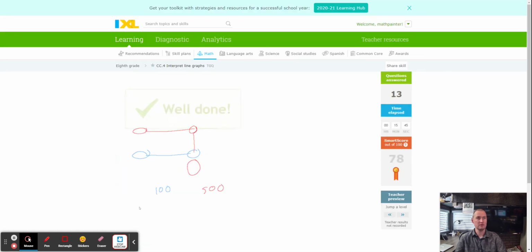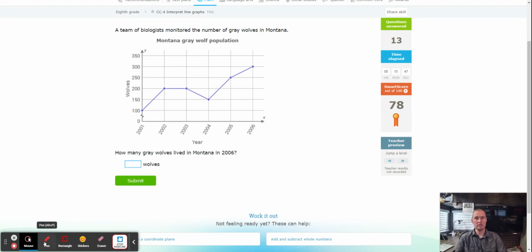All right, last question. We got a team of biologists monitor the number of gray wolves in Montana. Cool, gray wolves. How many gray wolves lived in Montana in 2006? Very straightforward question. 2006, go to gray wolves, hit the line, and those gray wolves are checking in at 300. So gray wolf population did really good that year. It's going up. So 300.